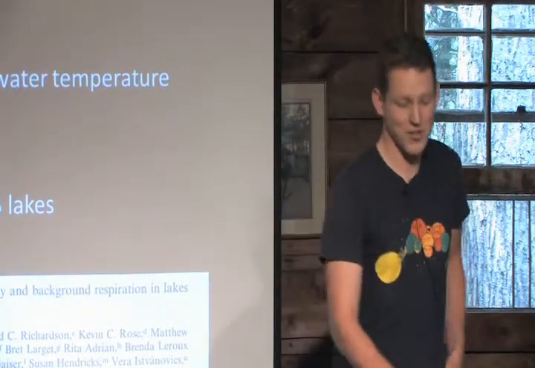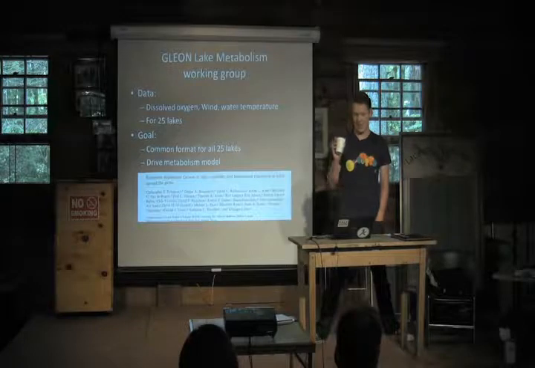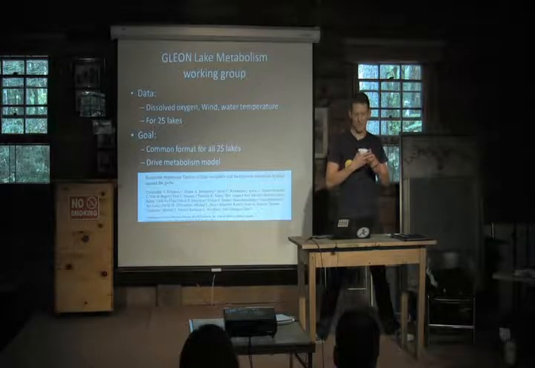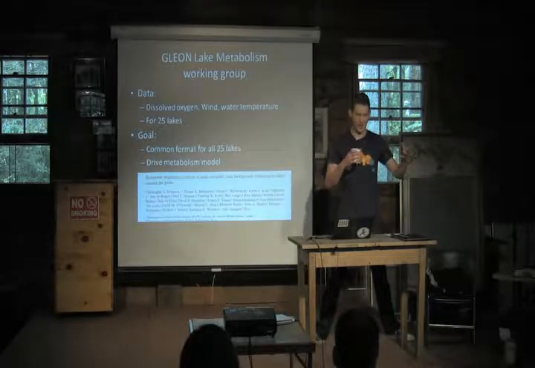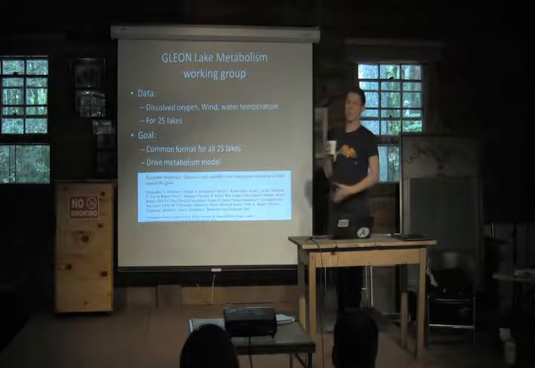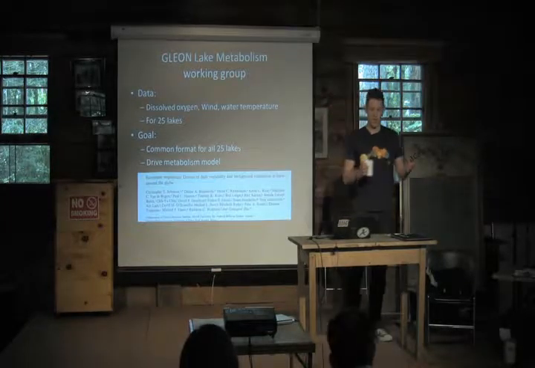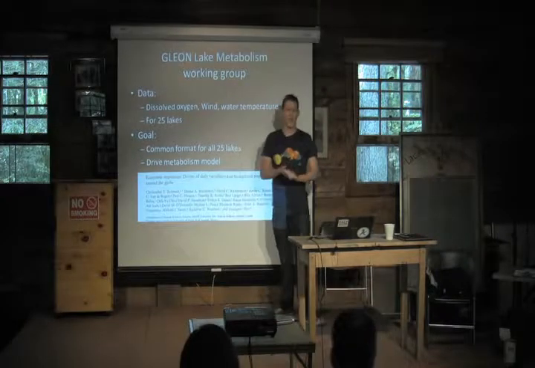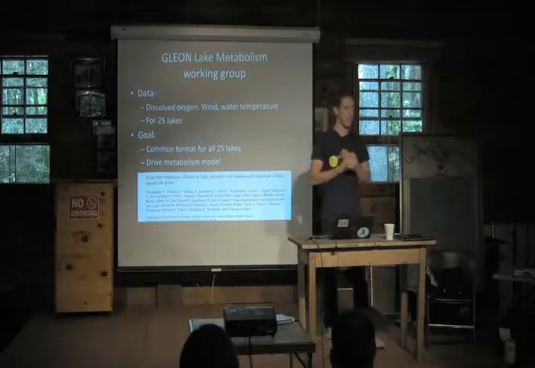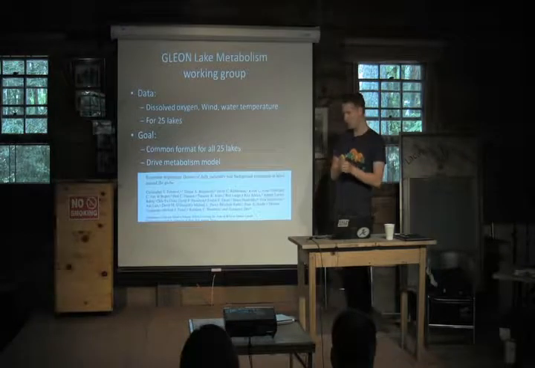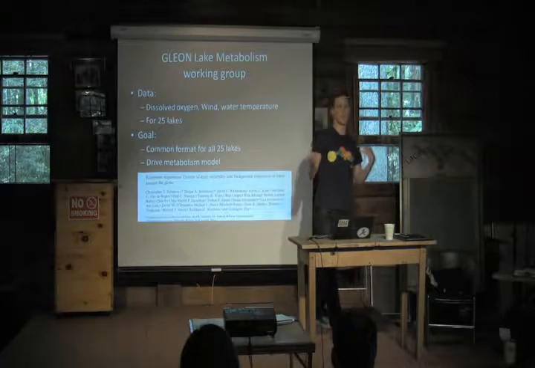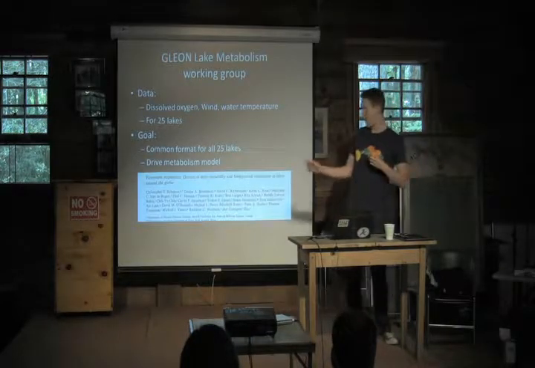The GLEON Lake Metabolism working group had a whole bunch of data from a whole bunch of lakes in GLEON. The key things were dissolved oxygen, wind, water temperature, a lot of time series data. And again, they had 25 different lakes, and they got all sorts of different formats. So the goal they had to come up with was, we need a common format for all these 25 lakes because we're going to be applying the same model to all of them. And we need to do this in a way that everybody can play along as well, and that'll come up here in a bit.